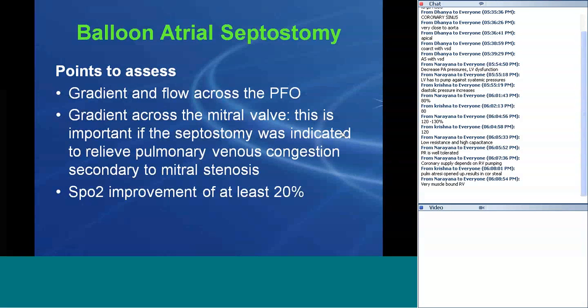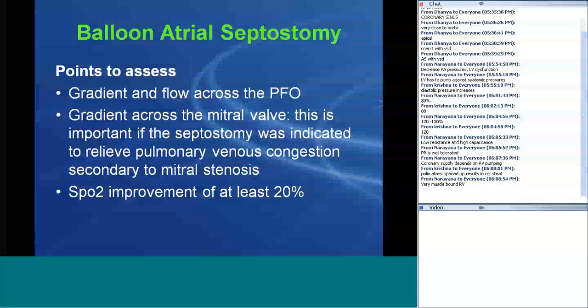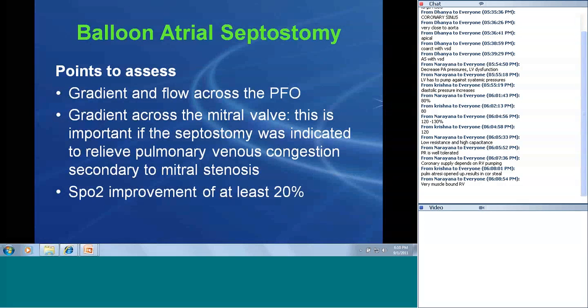Okay, balloon atrial septostomy. What are the things which we should assess after BAS? Gradient and flow across the PFO, and gradient across the mitral valve is very important if the septostomy was indicated to relieve pulmonary venous congestion secondary to mitral stenosis. If you have a subset like that where you are doing balloon atrial septostomy to relieve the left atrial pressure, then the gradient across the mitral valve is a very good indication of how well you have done the septostomy. And the saturation should improve at least 20% from what it was prior to the procedure.